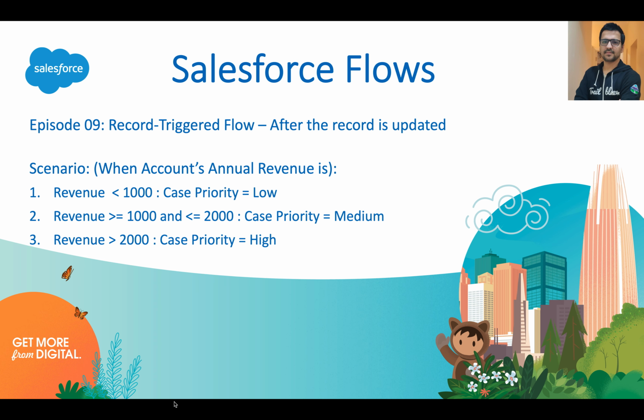As you all know, the account is the parent object and case is the child object, and we will write our record triggered flow on account. So whenever the revenue is getting changed, we need to find all the child cases based on the particular account, and we need to update the case priority based on the revenue value. So let's start building this flow.